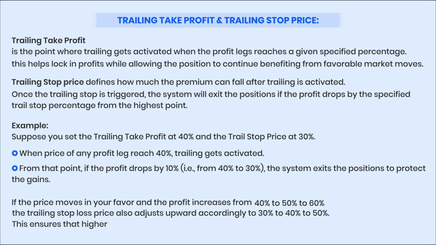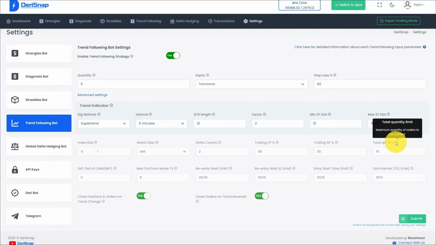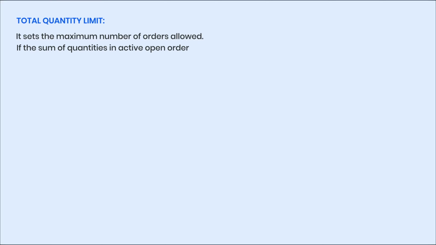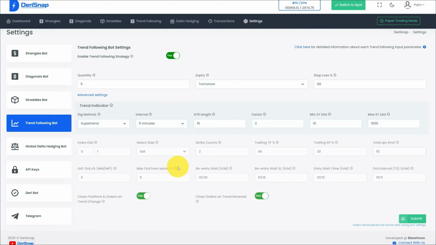This ensures that higher profits are progressively locked in as the trade becomes more favorable. After that, you need to set total quantity limit. It sets the maximum number of orders allowed. If the sum of quantities in active open orders and open positions reaches this limit, no new orders will be placed for the next signal.